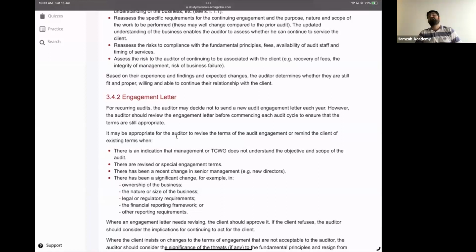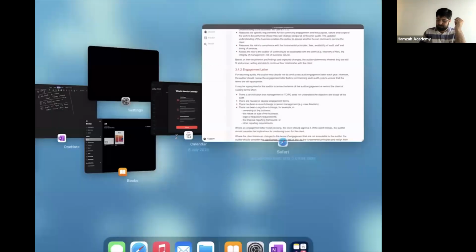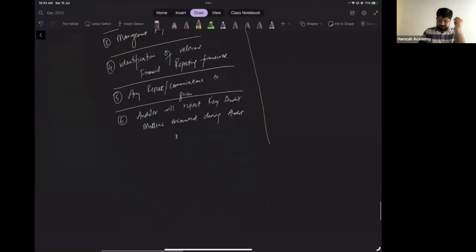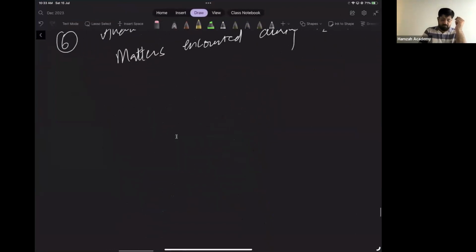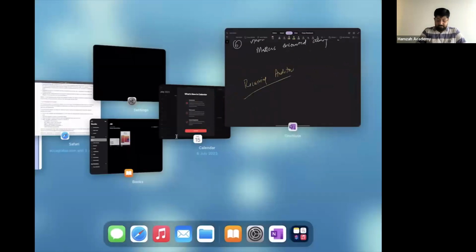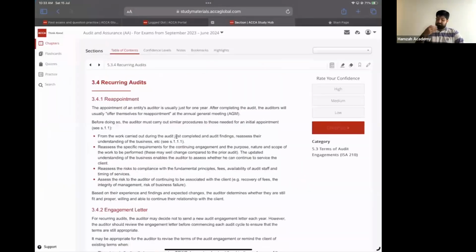Yes, we audited one year. Come to the notes here. For recurring audits, recurring means we audited this last year. Now they want us to continue in the next year. So the point is, do we need to submit another engagement letter?